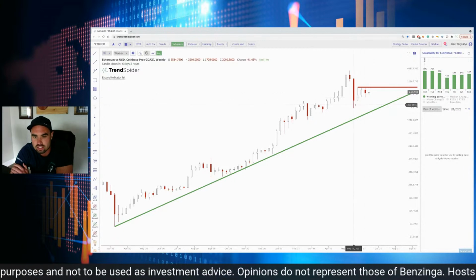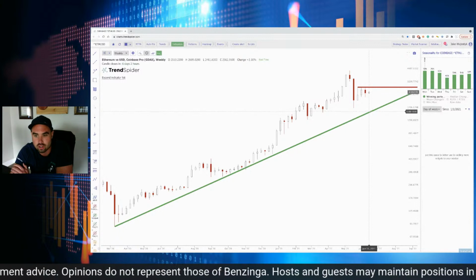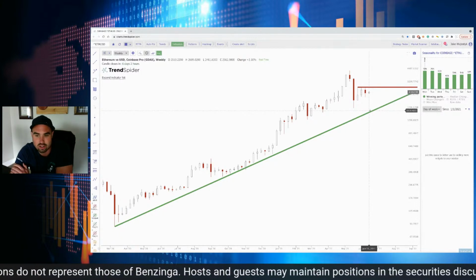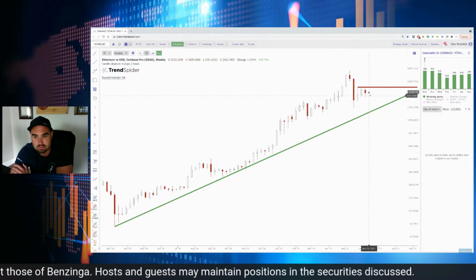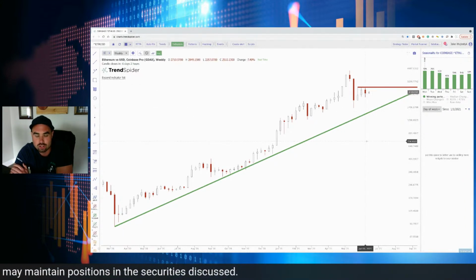And on the downside, we do have support all the way down here shown by this green trend line way down in the 1,600 to 1,700 area. So definitely some downside if we do flip over to the red again into the coming weeks.